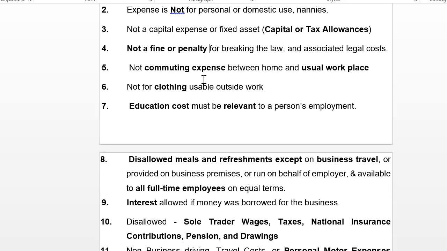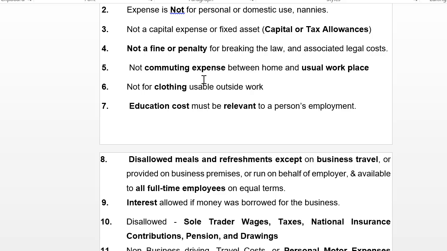Number four, it should not be a fine or penalty for breaking the law. A common example are parking fees. They may be recorded as a business expense because a business vehicle was parked in the wrong place, but the law disallows them as business expenses.